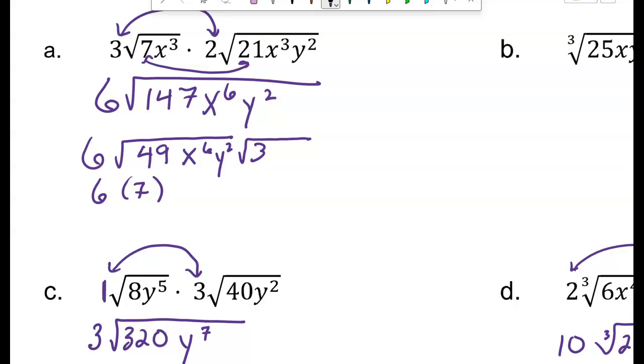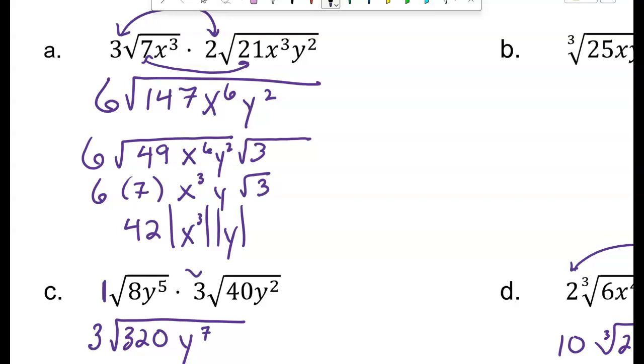Square root of x to the 6, x cubed. All right, square root of y squared, y. Root 3. So 6 times 7 is what? 42. Now what do I have to have? Absolute values of both of those because they're odd exponents. We get the square root of 3. Kind of messy, but not impossible.